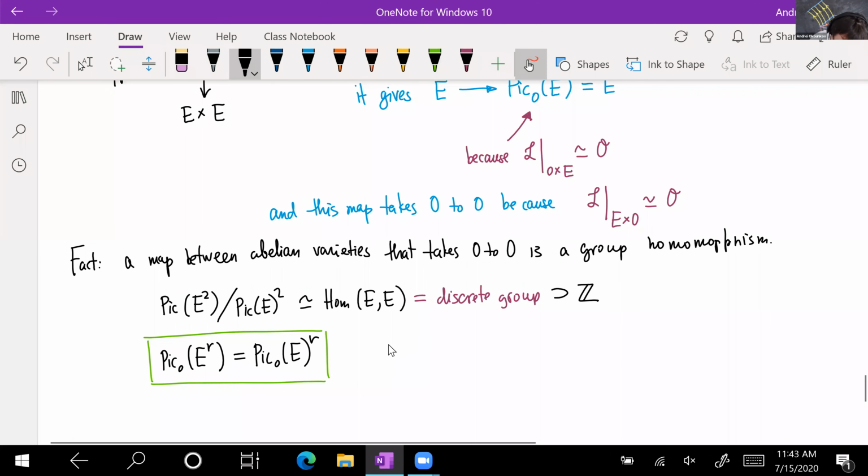And the Néron-Severi group of E cross E, so maybe like E squared. This is the square of the Néron-Severi group plus the homomorphisms from E to E.